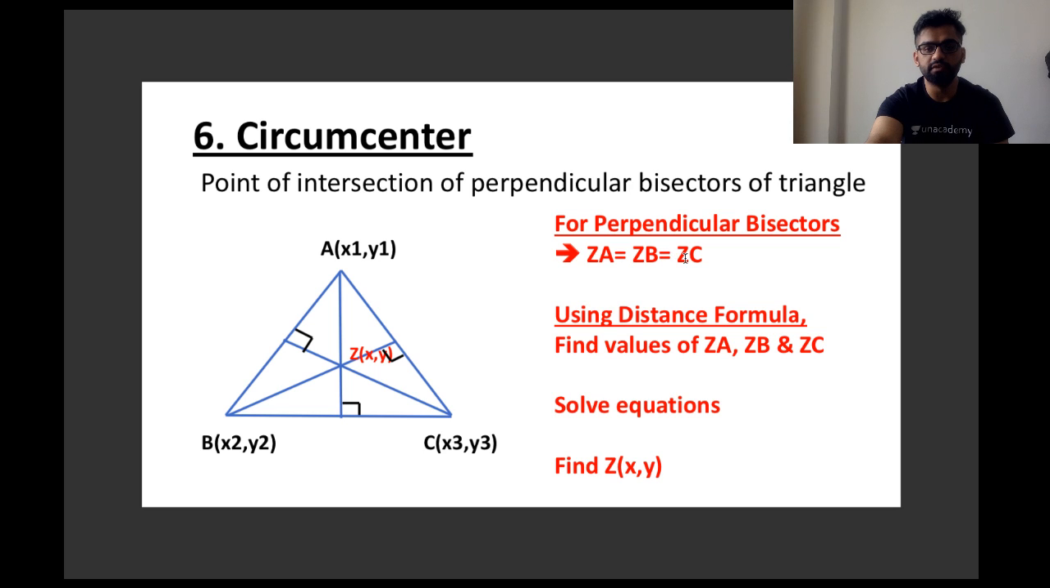So ZA is equal to ZB is equal to ZC. Using distance formula, you can find out ZA. For example, coordinates of A, B and C are given to you, and coordinates of circumcenter have to be found out. Using distance formula, you can find out ZA, which will become an equation in two variables. Then you can find out ZB, another equation, then ZC, another equation. Equate any two equations, solve them, and you'll get the value of Z.